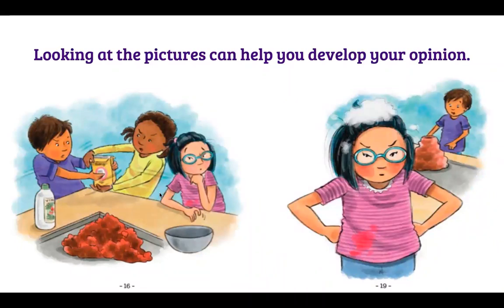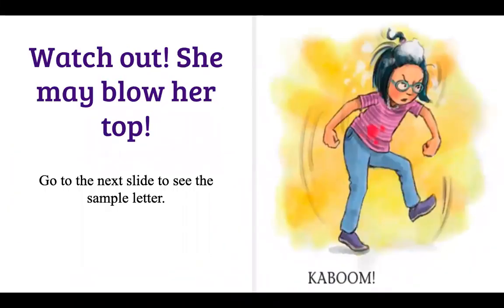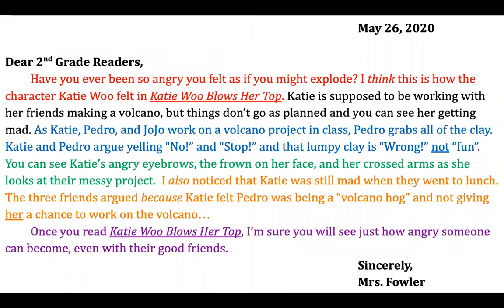Like, I know they're all friends, and I thought Jojo and Pedro were friends, but they're certainly not getting along. And I'm not sure Katie's liking what she's seeing. But then I'm noticing she's also pretty angry here. Looks like that baking soda ended up on her head. And then watch out, she may blow her top. Kaboom. And you can tell by her body language, the look on her face, the tension in her arms, and like she's going to stamp her foot, that she has gotten madder as we've gone along looking at each picture. So I'm going to go on and show you the letter.